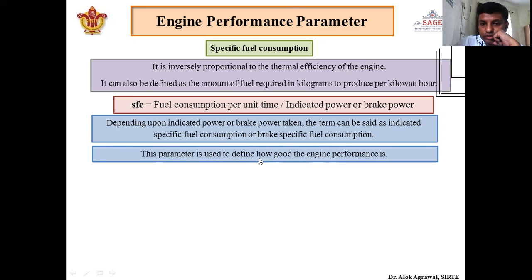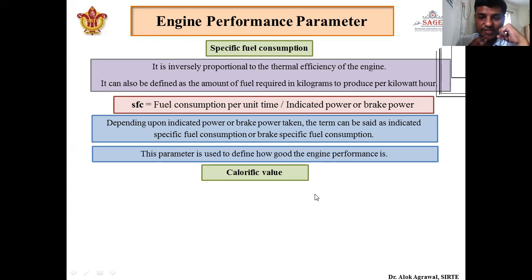This parameter is used to define how good the engine performance is. If the amount of fuel required for producing 1 kilowatt hour of power is less, then the engine is better. And if the amount of fuel required in kilograms to produce 1 kilowatt hour of power is more, then the engine is not that good. So with this parameter, we can define how good the engine performance is. If specific fuel consumption is less, then engine performance is good, and if specific fuel consumption is more, it indicates engine performance is not that good.